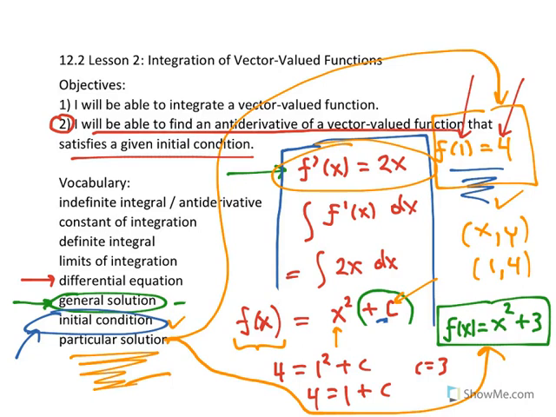The problem that we just looked at is like the AB equivalent that we had gone over before we looked at that particular problem. So that's for objective 2. You'll be able to find an antiderivative of a vector-valued function that satisfies a given initial condition, and when we do that, we say that we're finding the particular solution of the differential equation. So in this lesson, we learned how to integrate vector-valued functions.